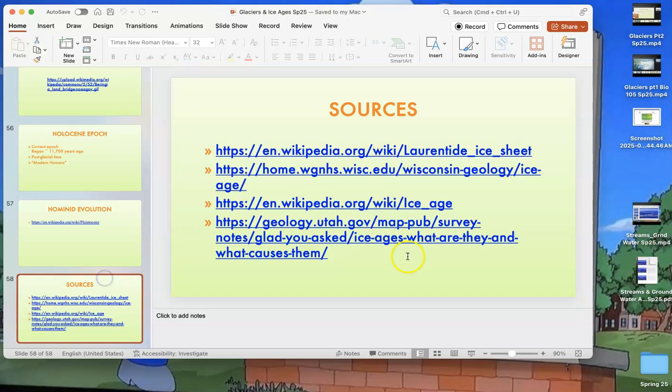And here's my sources. I don't expect you to challenge me on them, but again, if you wanted to follow up on any of this stuff, there's where it came from.